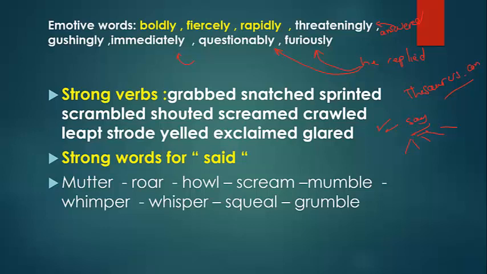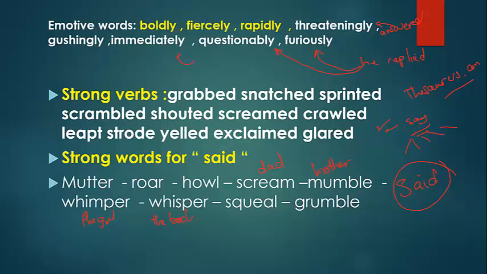Okay, thank you. So instead of saying, my dad said, better to say a word that refers to his feelings. So say, dad screamed. My brother mumbled. The girl whimpered. The teacher whispered, squealed, grumbled. So try to avoid using the word said. Strong language is very necessary in your writing. Any question about this slide?